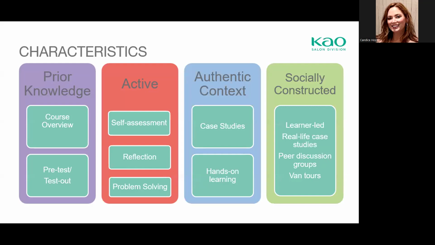And in terms of the characteristics of learning, we're going to cover prior knowledge. We'll have a course overview. We'll have a pre-test and a test out. We'll have active learning. They'll be doing self-assessments, reflections, lots of problem solving, authentic contexts.